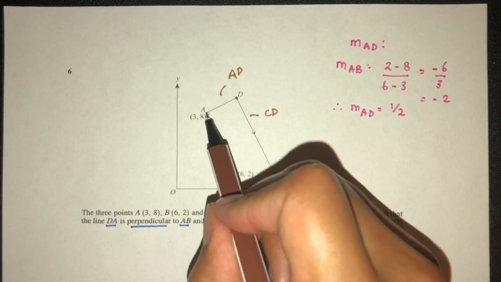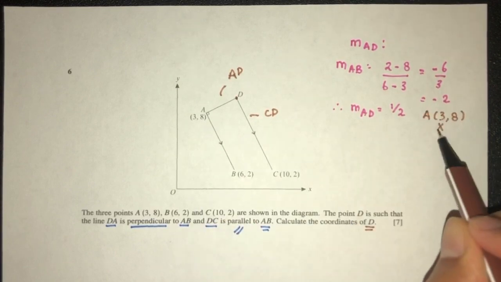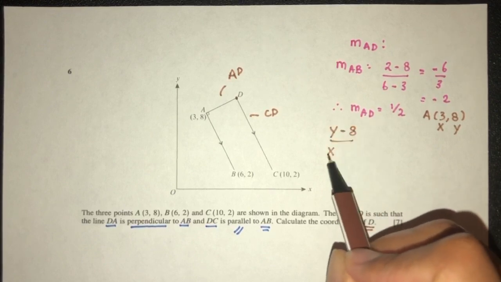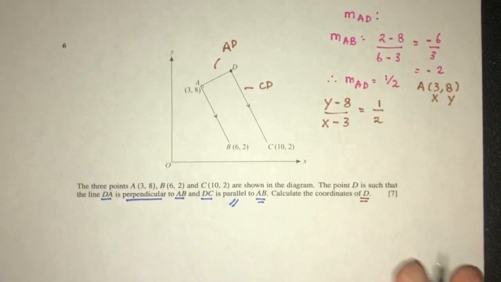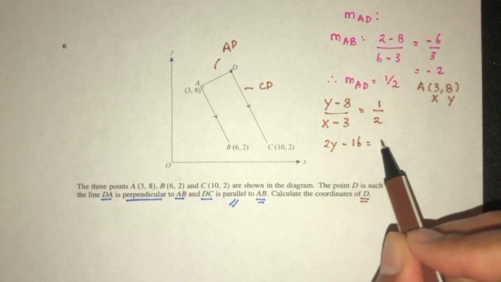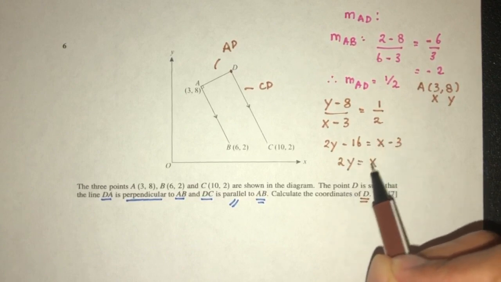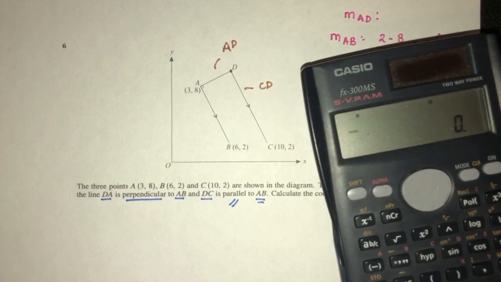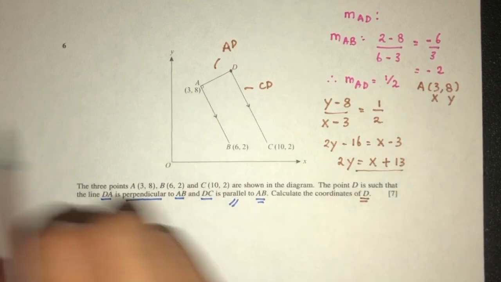Now here we have a passing point, which is A, (3, 8). That is x and y minus 8 over the value of x minus 3. That should be 1 over 2. Cross multiply, you have 2y minus 16 equals x minus 3. So 2y equals x minus 3 plus 16, which is x plus 13. Right? So this is the equation for your line AD.